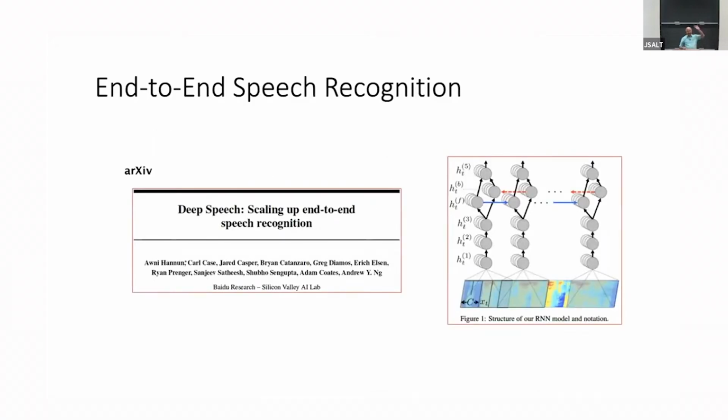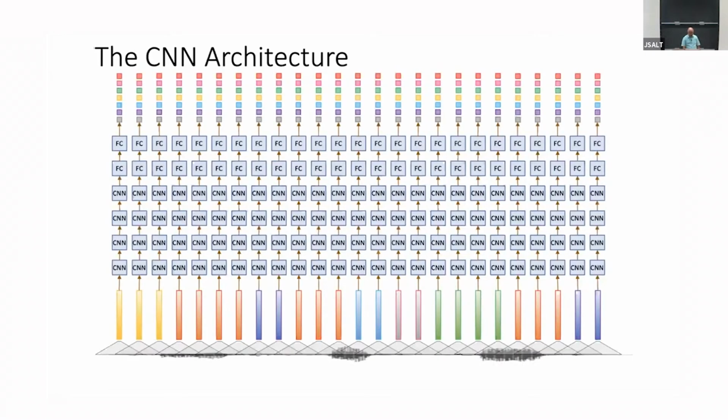Although Alex Graves wrote his paper in 2006 or something, nothing happened for a long time. People didn't take him seriously until these Baidu guys came along and built a speech recognizer which is purely CTC based. So what did they do? Well, they took this basic architecture. This is more or less what Alex mentioned in his paper.